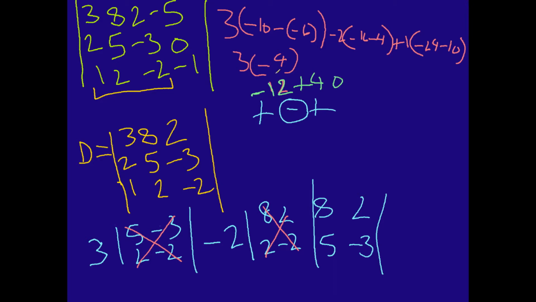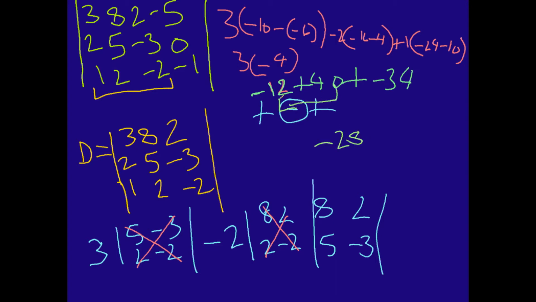Positive 40. So the first one was 3 times negative 4 is negative 12. Negative 20 times negative 2 is positive 40. And then plus, what do we have here at the end? Negative 24 minus 10 is negative 34 times positive 1 is still negative 34. That's what we have here. So negative 12 plus 40 is going to be positive 28. Hope you can follow my thought here. So this is going to be positive 28.